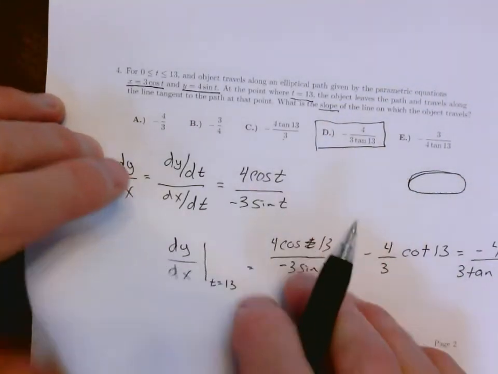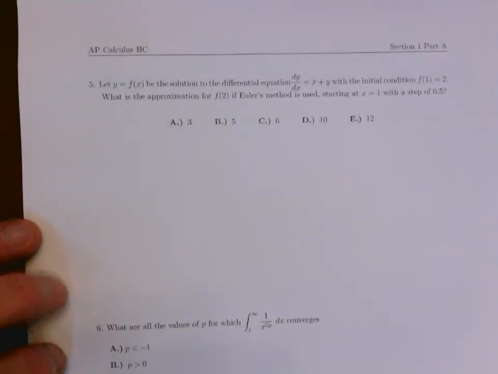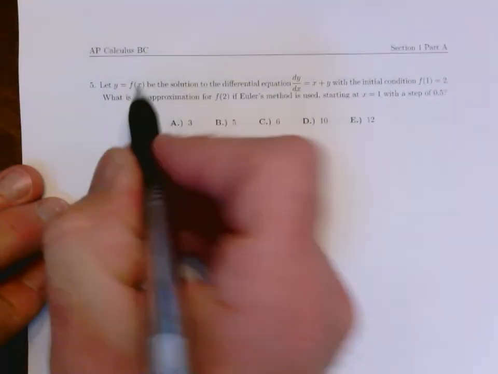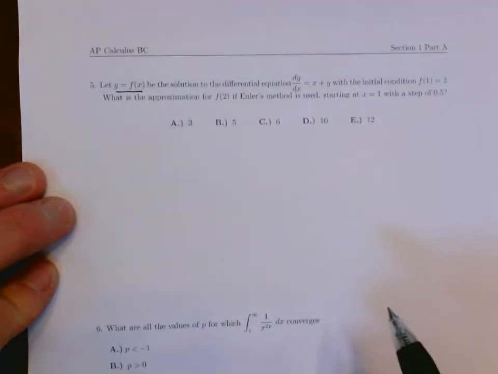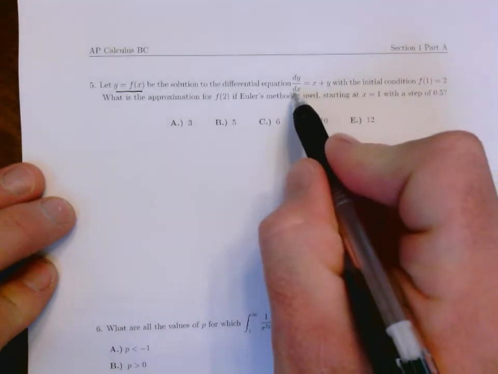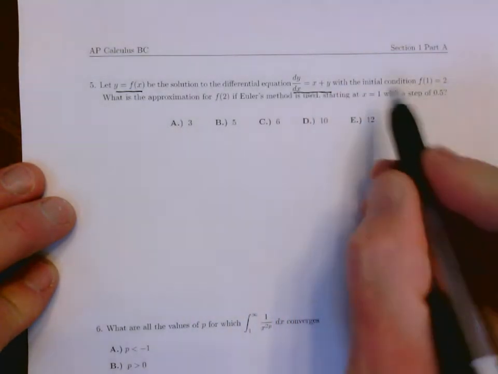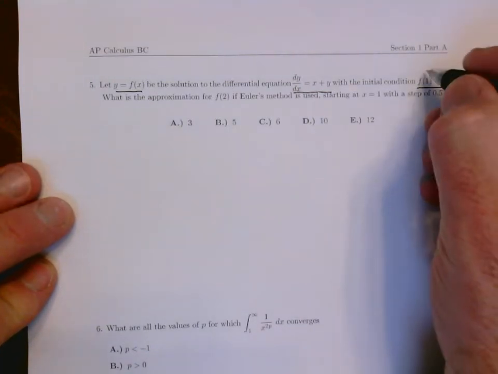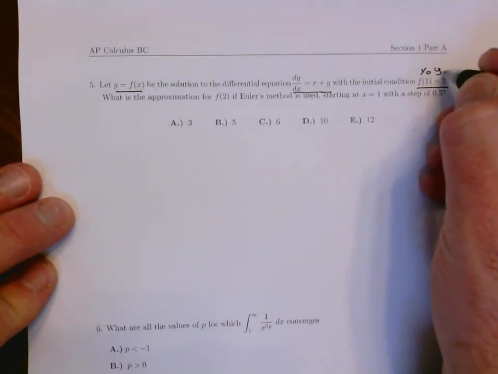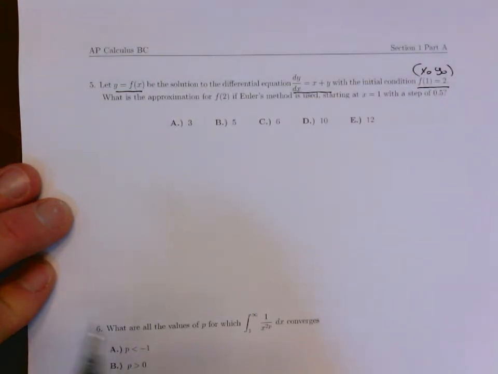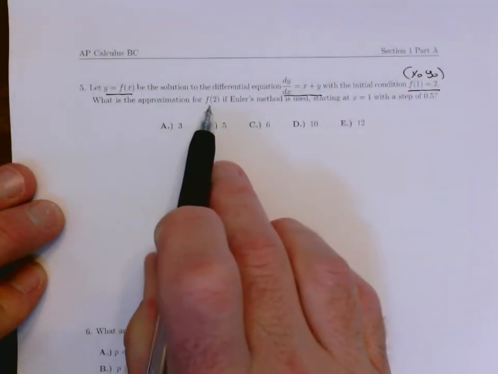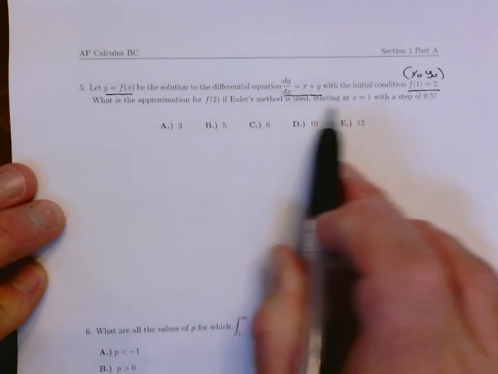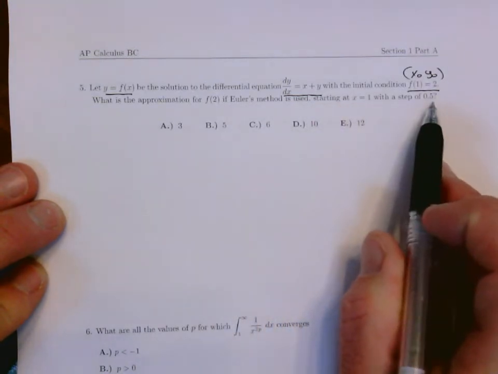Okay, next question. Okay, so here's an Euler's method question. We're letting y equal f of x, and that's going to be the solution to this differential equation with the initial condition f(1) is equal to 2, so that is our initial point. That's going to be our x0, y0 point. What is the approximation for f of 2 if Euler's method is used starting at x equal to 1 with a step of 0.5?